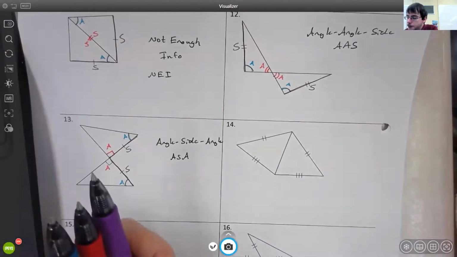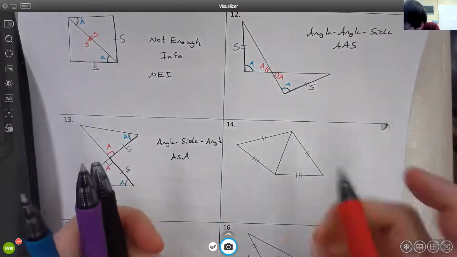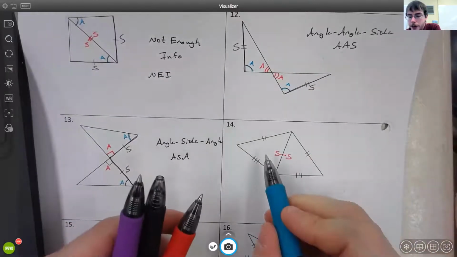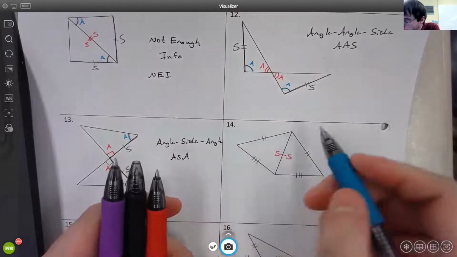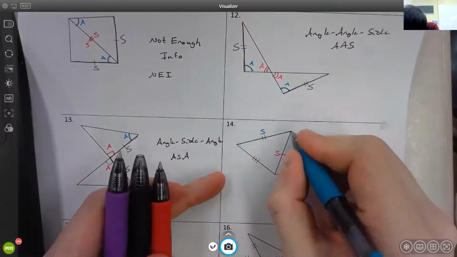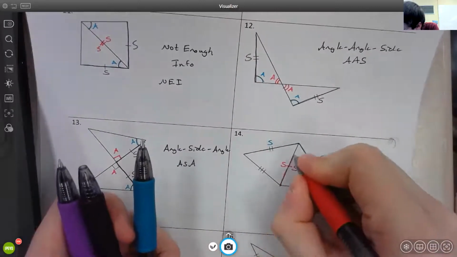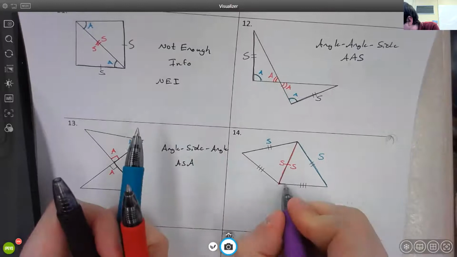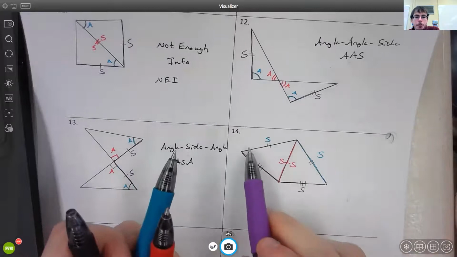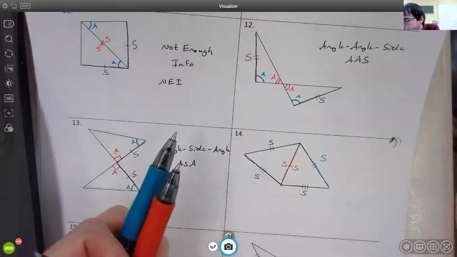Number 14, we see immediately that we have a shared side, so we're going to go ahead and mark that. And then we have a congruent pair of sides here and here. I'll go ahead and make this red as well. And then we have a congruent pair of sides here and here. So we have three pairs of congruent sides. The only one that deals with that is side, side, side, or SSS.